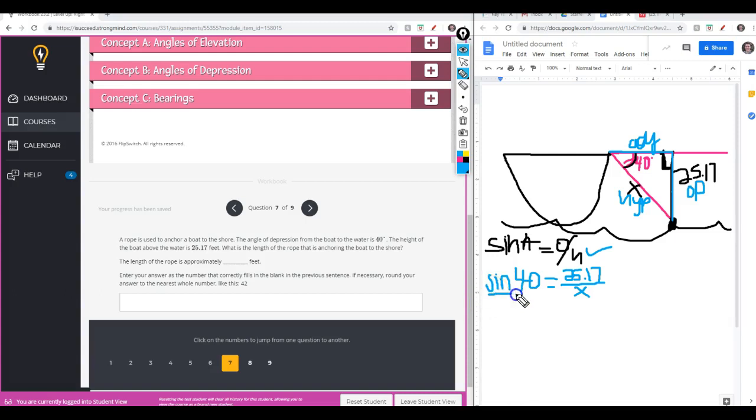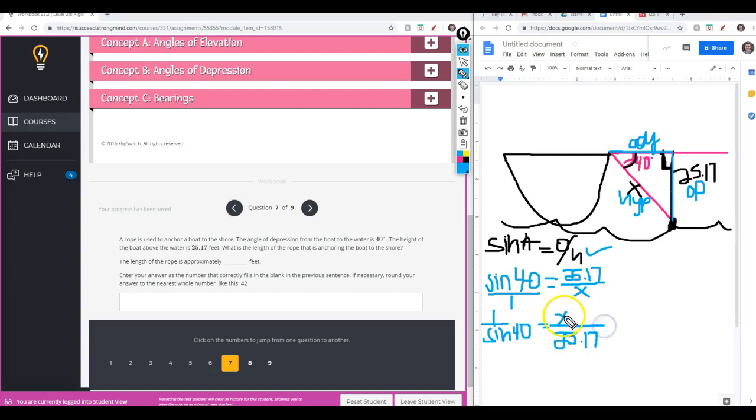So again, remember any number can be written as a fraction over 1. So sine of 40 is a number. It's actually a decimal. And we can write it over 1. So let's do the reciprocal. So we would have 1 over the sine of 40 is equal to, flip these ones, x over 25.17.